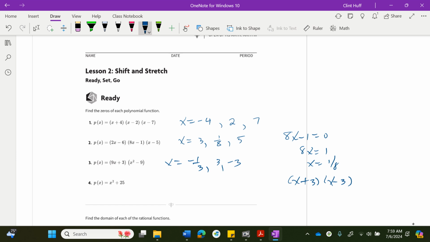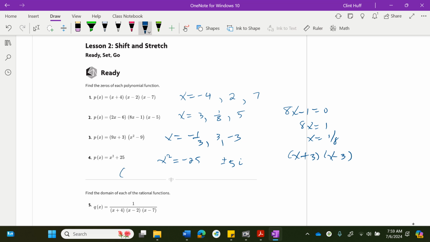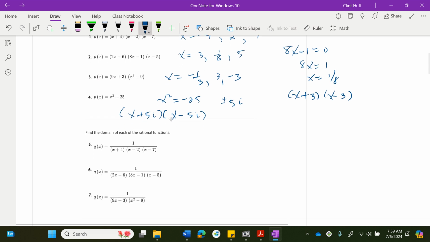Now, number 4 is a little tricky because it's not factorable over the set of real numbers. But if you set that equal to 0, you get x squared equals 25. So my roots are going to be positive and negative 5i. The other way to approach that one is that you can't force factor it as x plus 5i times x minus 5i, if you expand the numbers that you can factor over to the complex number system.